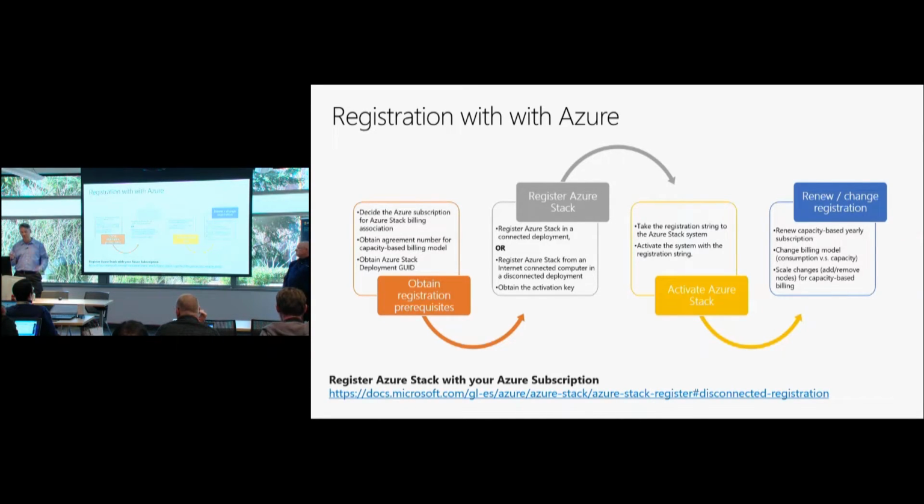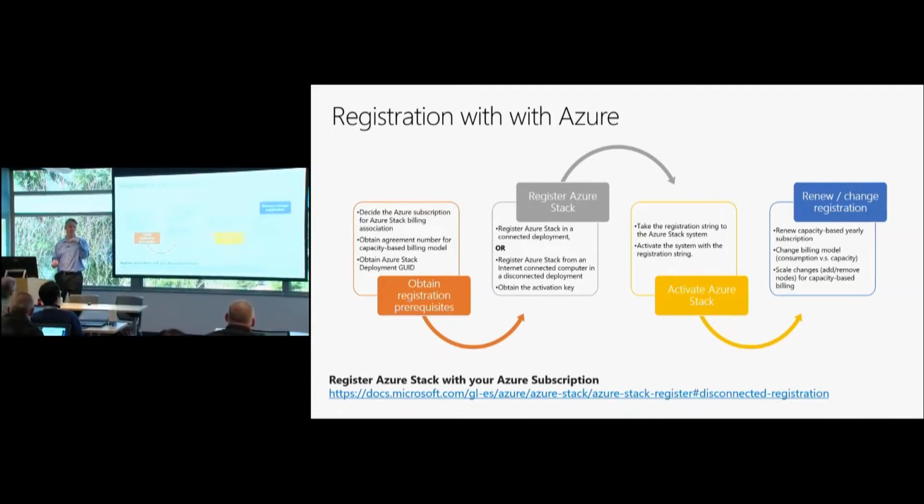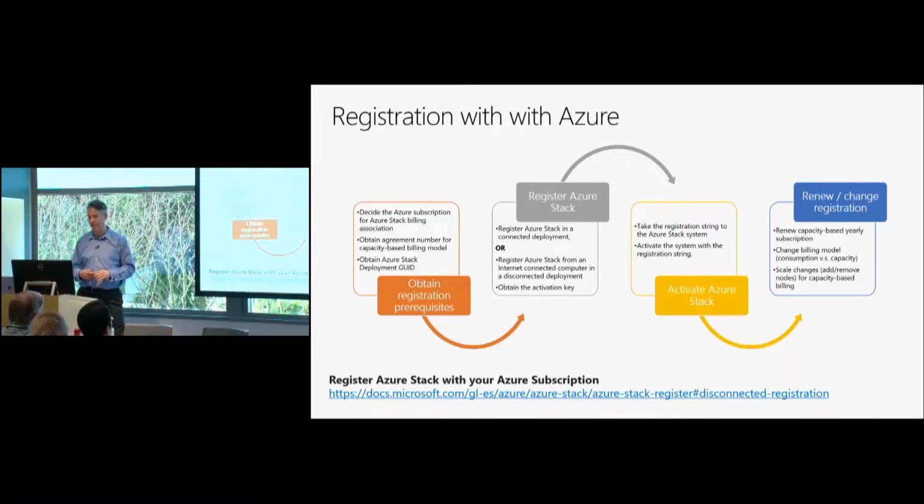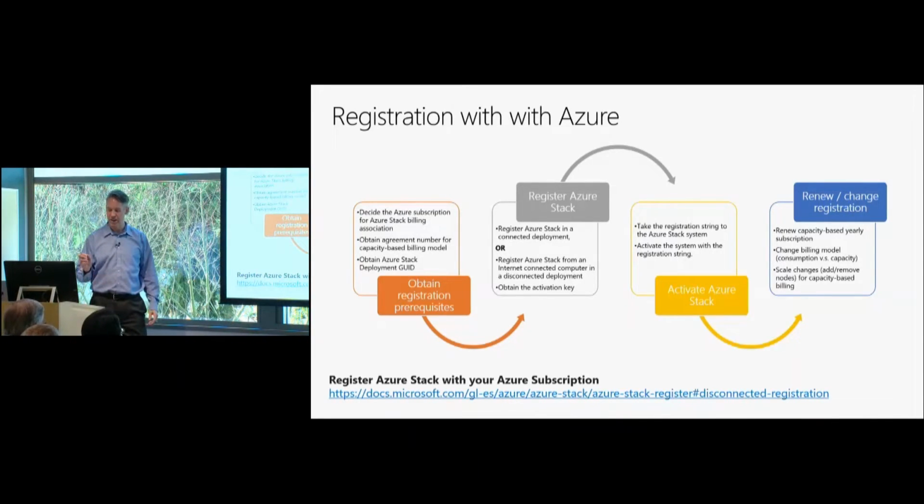So the basic steps to register Azure Stack are: you get some information about your Azure Stack deployment, including a globally unique ID for each deployment of Azure Stack. That's the identifier that's going to be passed up with all the billing meters that get sent to Azure. So you get that, and if you're online, you just register your Azure Stack against a specific Azure subscription.